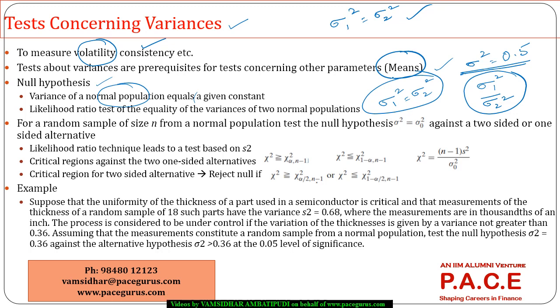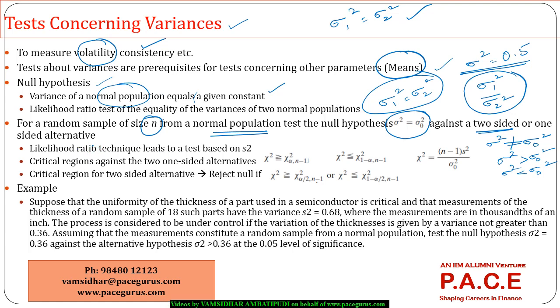So in all these cases, we are primarily looking at the tests associated with the variance. I'm looking at a random sample of size n from a normal population. The first is the null hypothesis, sigma squared equals some constant sigma naught squared. I have a two-sided alternate hypothesis, which says sigma squared is not equal to sigma naught squared. Or I also have a one-sided alternative saying sigma squared is greater than sigma naught squared, or sigma squared is less than sigma naught squared. These are all my alternate hypotheses.